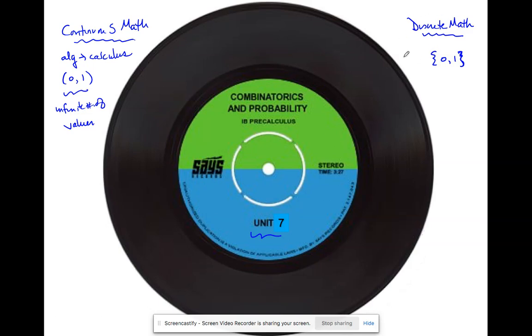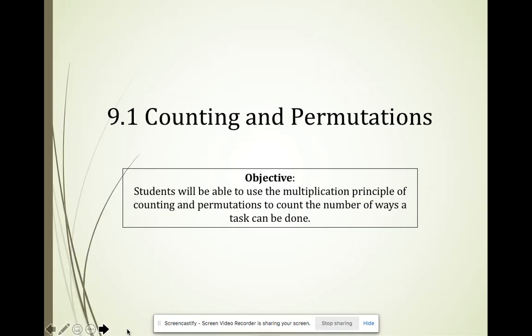So 99% of this unit is going to all be on discrete math, and it talks combinatorics, counting, probability, and at the very end of this unit, we'll do one thing that kind of ties together discrete and continuous math, right? And kind of takes you back. How do I take discrete and still do some algebraic manipulations with it? But first, we're going to start very basic. Counting and permutations is part of, even though this is our Unit 7, this is Chapter 9 in your book. So the first section, we're going to talk about counting and permutations.